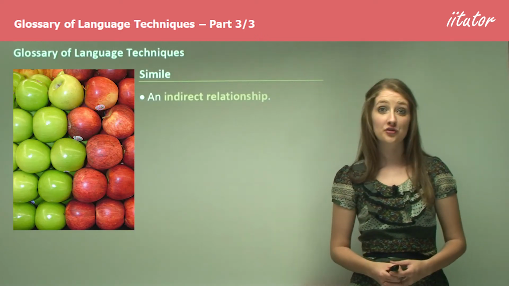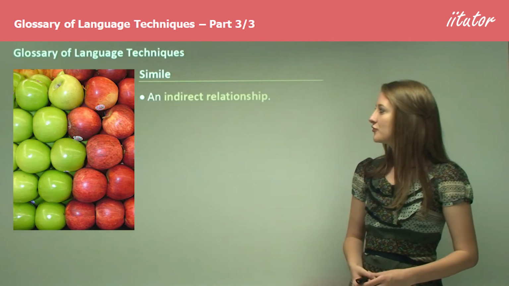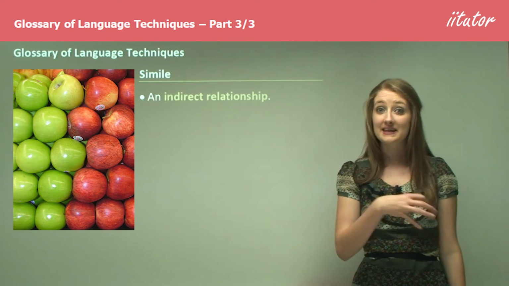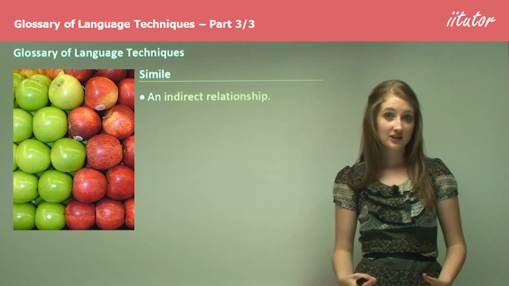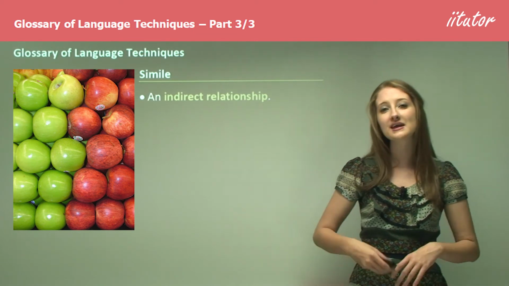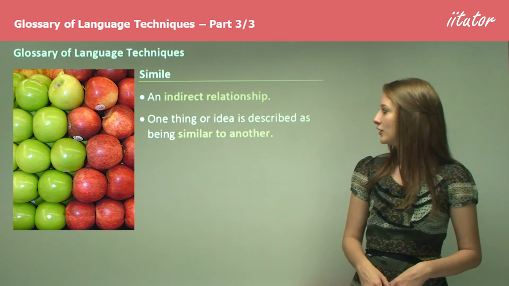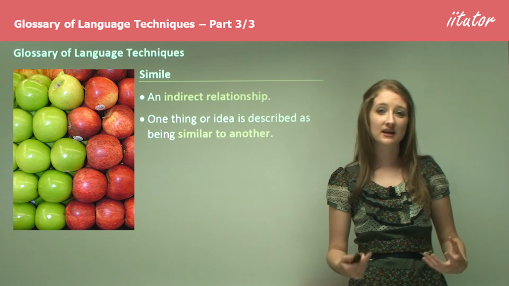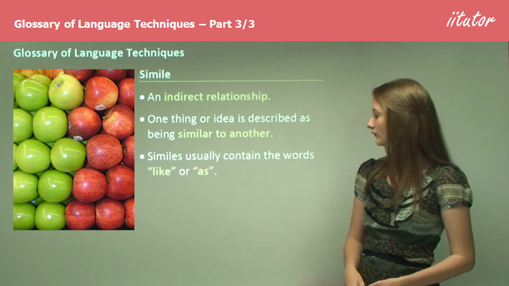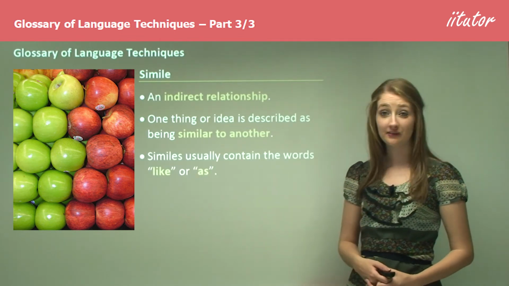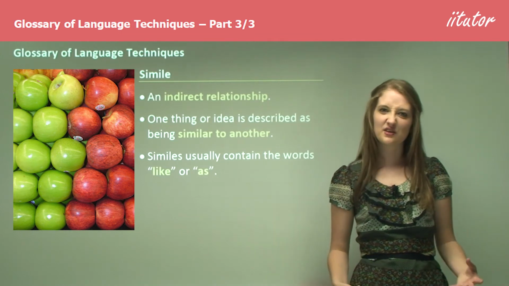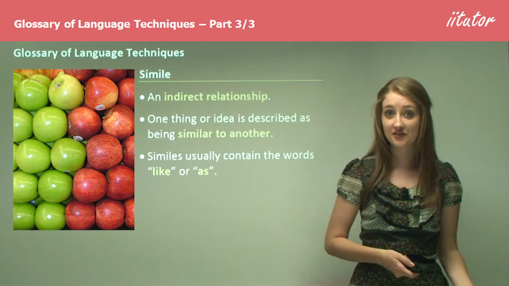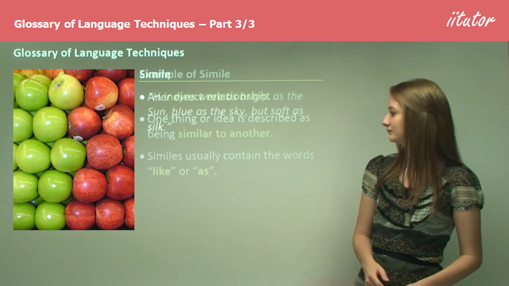A simile is also another technique which we can look at. So a simile is an indirect relationship. We talked about metaphors being one thing is another. It's a direct relationship. The simile is the opposite. It's where one thing is like another. So one thing or idea is described as being similar to another one. Not identical, but similar. Similes usually contain the words like or as. So if you see these words, that's the sort of keyword that should be setting off alarm bells in your head that this is a simile and you need to identify it.